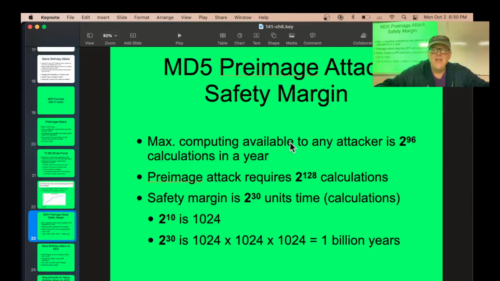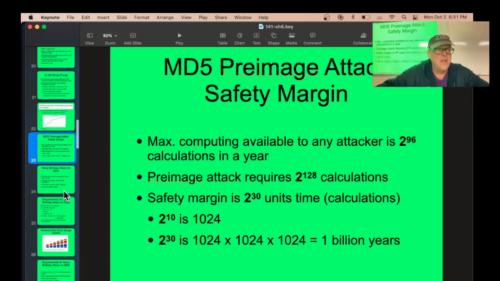All right? Now, so the maximum calculation available to any attacker is, say, 2^96, just to get a sort of rounded number in a year. The pre-image attack requires 2^128, so that is 2^30 times as long. 96 plus 30 is 126, so I dropped the 2, I don't care. So our safety margin is 2^30. And 2^10 is 1,000, so that is 1 billion. So it would take 1 billion years to perform a pre-image attack on MD5 with all the computers in the world. So that's pretty safe. So that's the kind of math you use to calculate it.